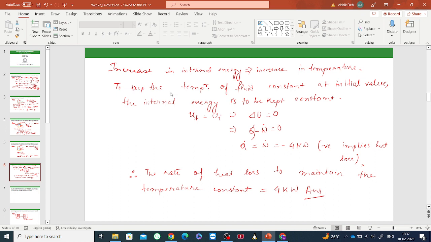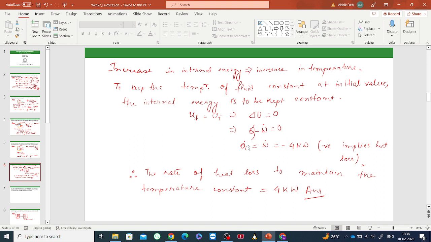So to keep the temperature of the fluid constant at the initial value, we have to keep essentially the internal energy constant. So the final internal energy has to be equal to the initial internal energy, or the change in the internal energy should be 0 to keep the temperature constant. If we use the first law of thermodynamics, we can find out that the heat transferred to the system should be equal to the work done by the system.